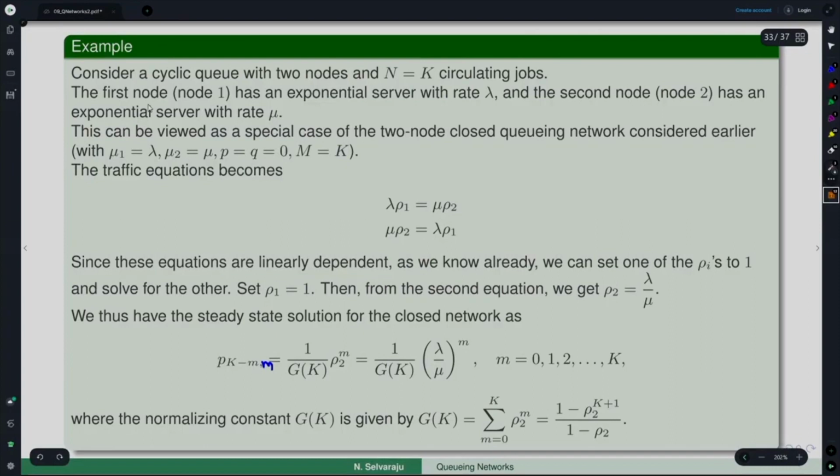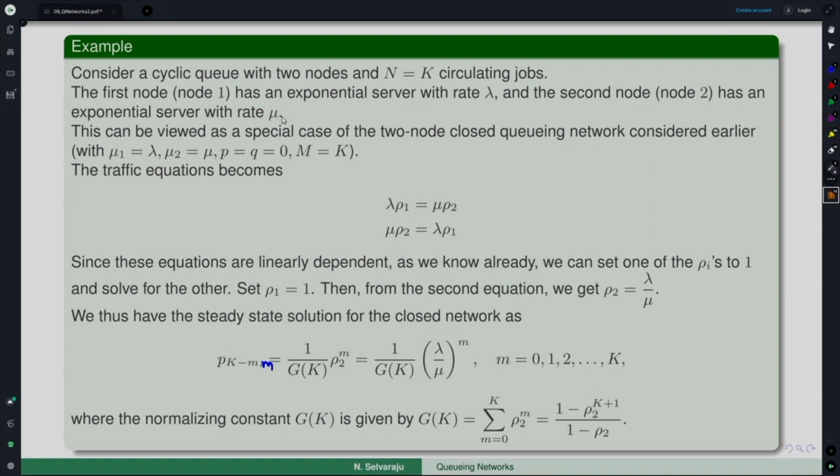Now, as an example, consider a cyclic queue with 2 nodes and k circulating jobs. This k we are picking it to be k for some reason. You will just realize it later. Okay. So, k circulating jobs are there, 2 nodes are there. Like a simple example, the first node is an exponential server with rate lambda, and the second node is an exponential server with rate mu. Now, remember, this can be viewed as a special case of a 2-node closed queuing network example that we have considered earlier, right.